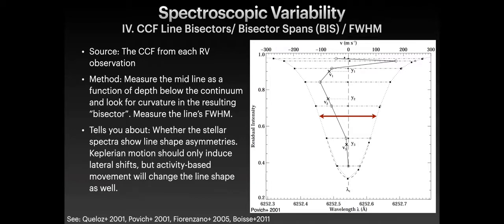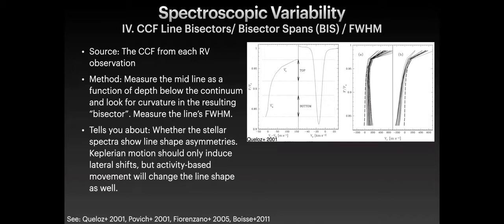Now, the most common way to track line shape is using the line bisector, which traces the center of a line as a function of the depth below the continuum. So this is seen here as the horizontal lines that are measured at a given depth. And then you can see the V1, V2, and V3 positions that are marked, and that's the central position of the bisector. And you can also measure the full width half max of the line, which is depicted by the red arrow here.